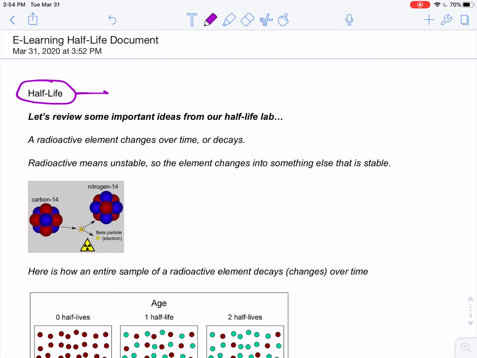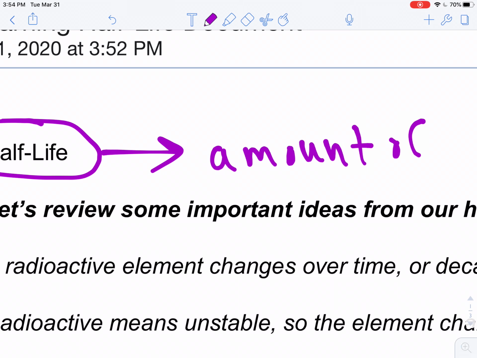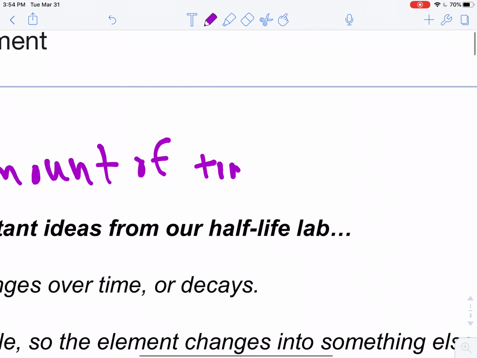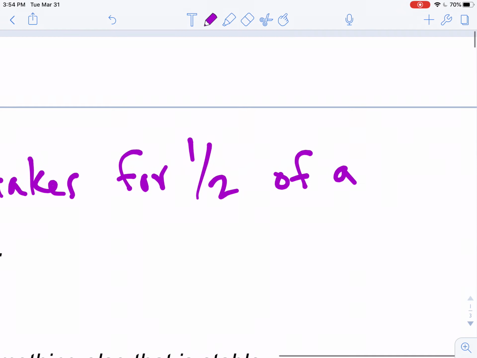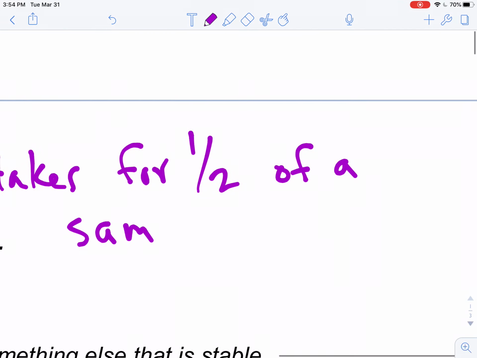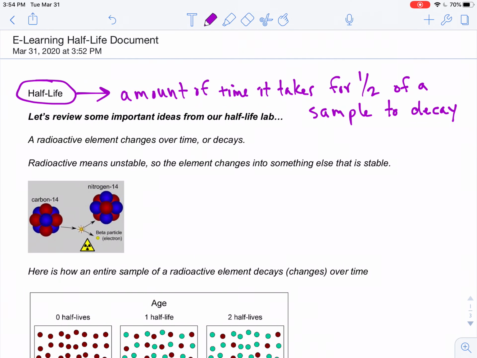So again, half-life is what we're going to call the amount of time it takes for 1/2 of a sample to, and we're going to use this word, decay. Okay, so to decay means it changes into something else. So let's learn about how that works.